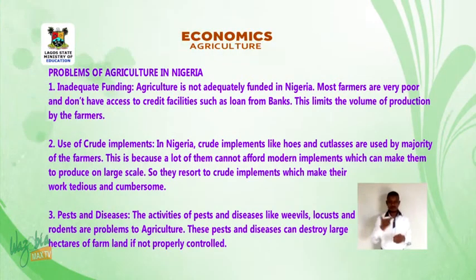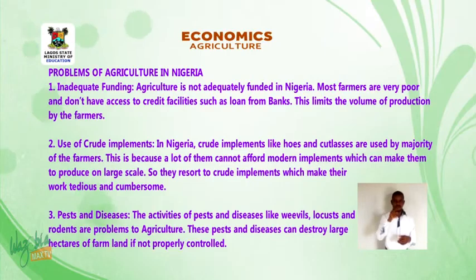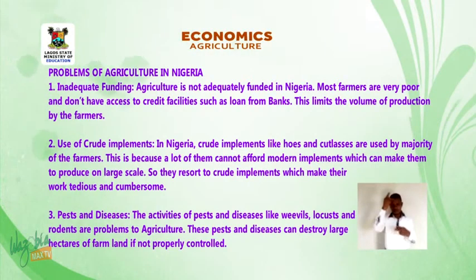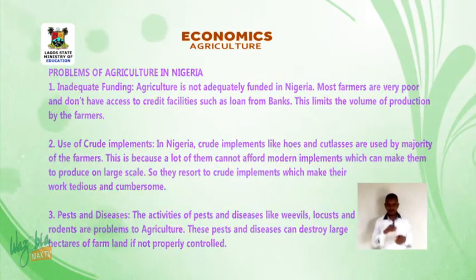Number three, pests and diseases. The activities of pests and diseases like weevils, locusts, and rodents are problems to agriculture. These pests and diseases can destroy large acres of farmland if not properly controlled.